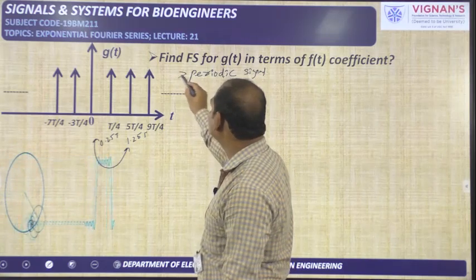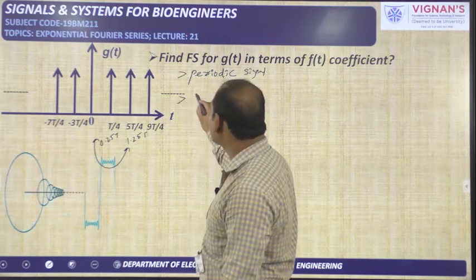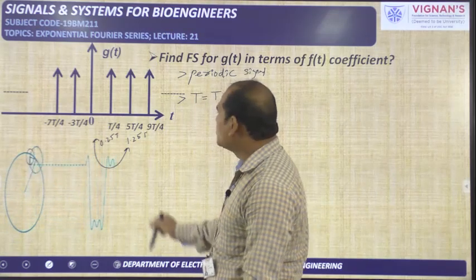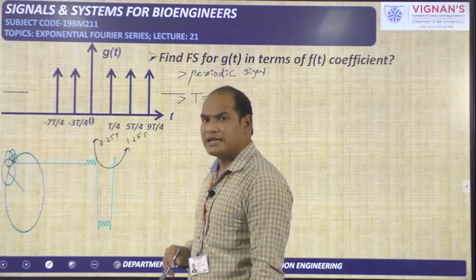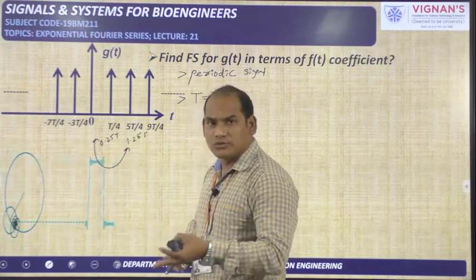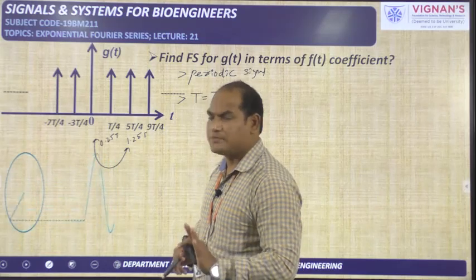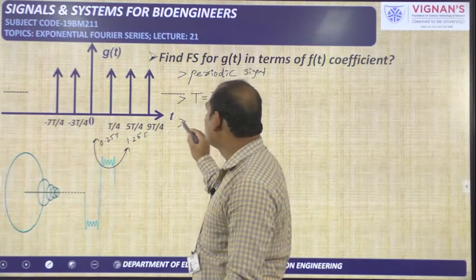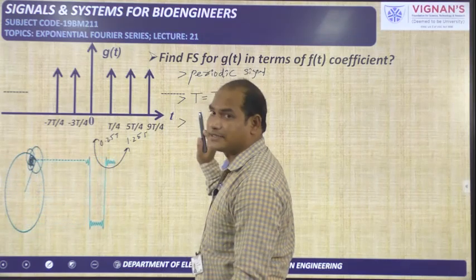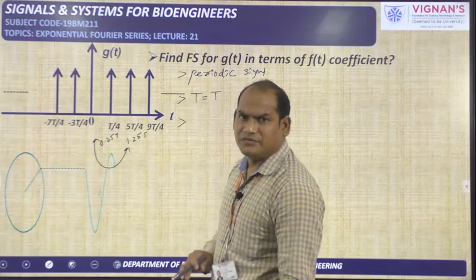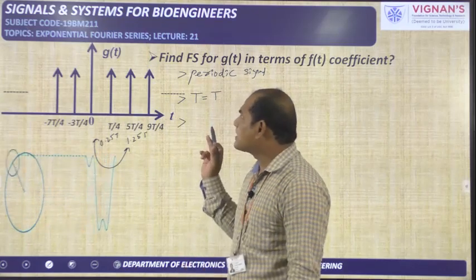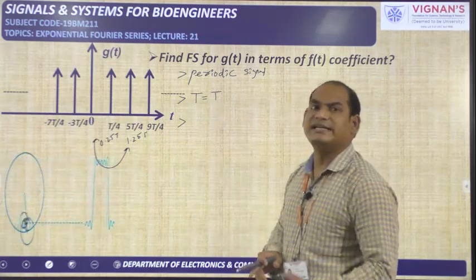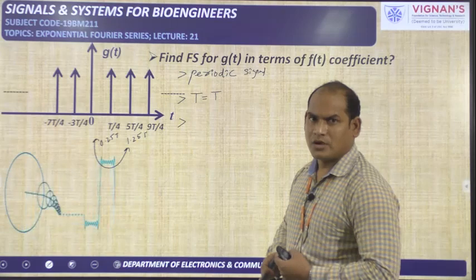So that is one thing. Next one, what is the time period of this one? Time period is equal to capital T only. In between any two successive impulses, you got capital T as the time period. Now we are going to find the Fourier series coefficient. But we cannot always represent it with Cn, because for the previous problem, f of t, I already took Cn as the coefficient. For this problem I will take Dn as the coefficient. There is no problem.